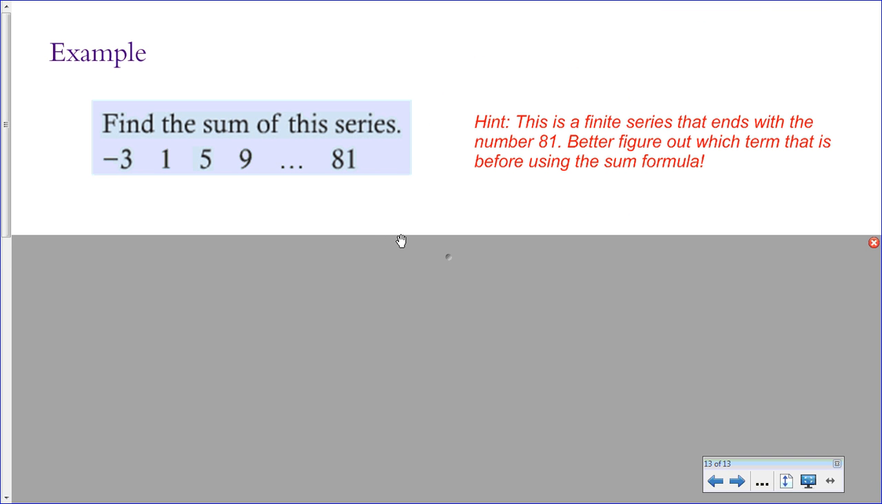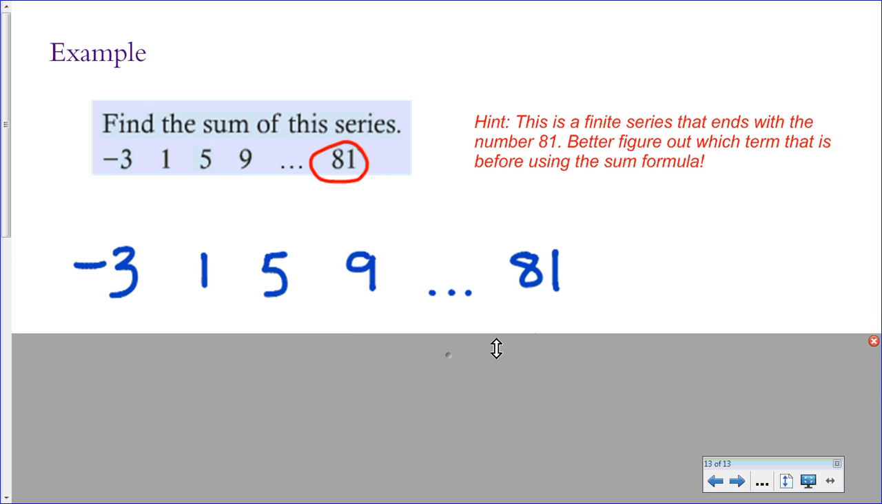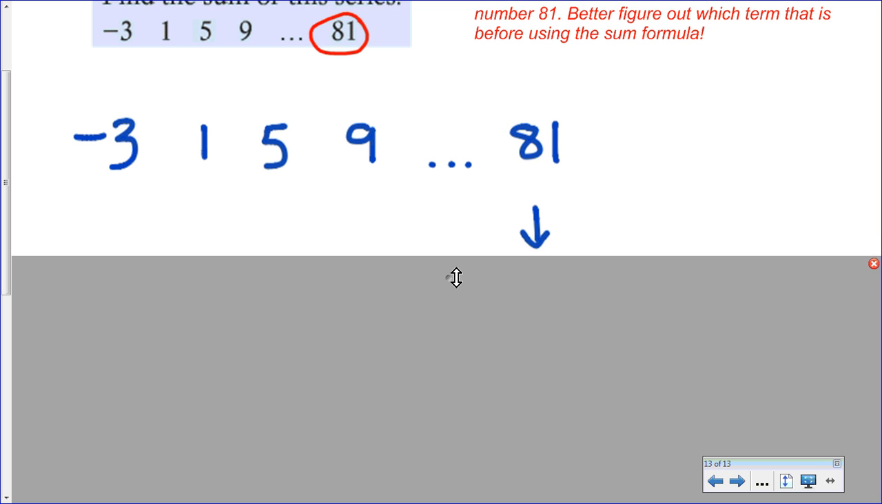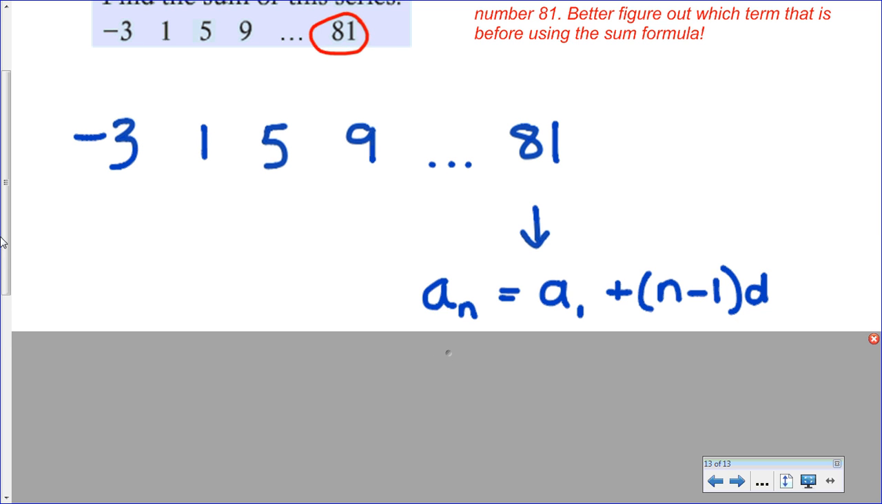A slightly different take on it here. If we had to find the sum of this series, notice that instead of ending with a dot, dot, dot, it ends with 81. That means that it's a finite series. So we're going to basically just find the sum of -3 up through 81. But we don't know how many terms come in between, right? So we need to figure out which term this is that the series is ending with so we can use the formula. So here's the series written a little bit bigger, ending with 81. And I want to figure out 81 is the which term.